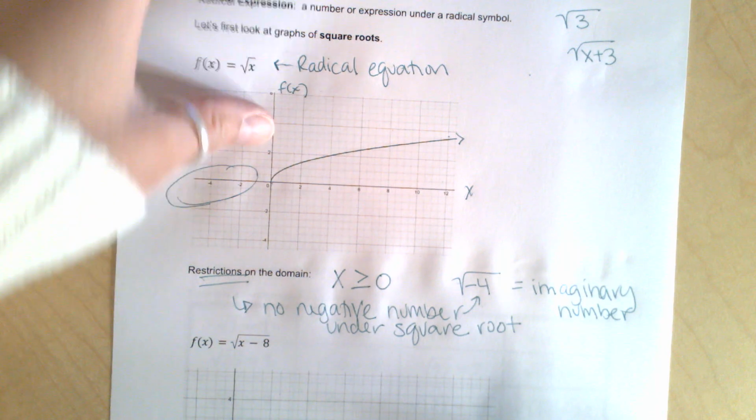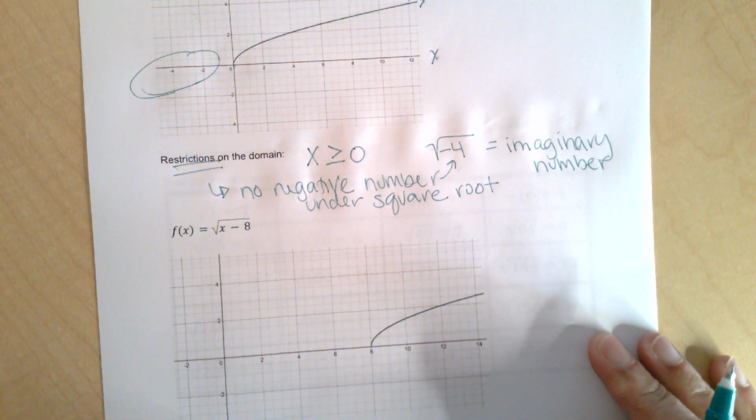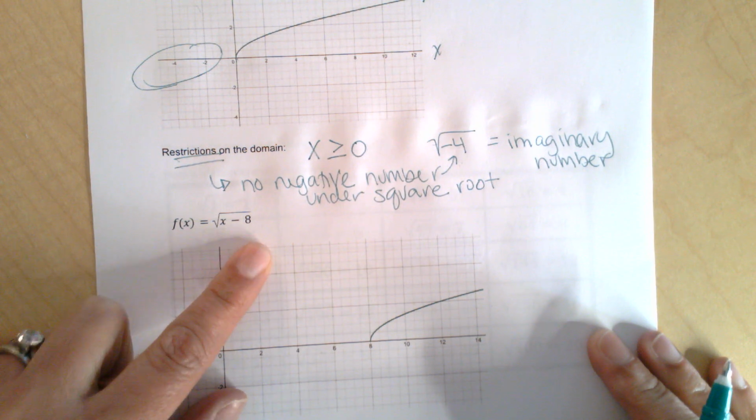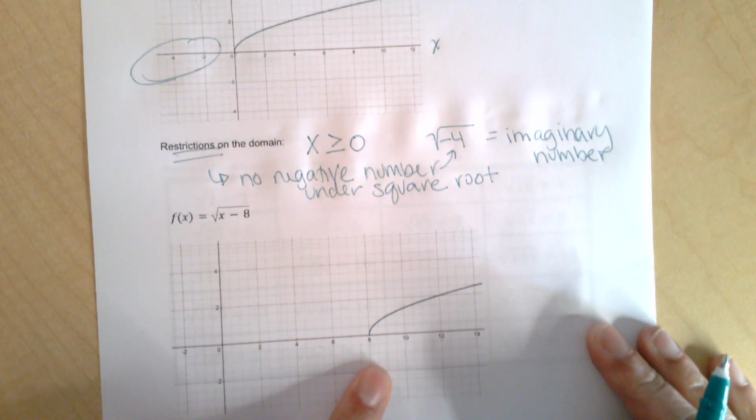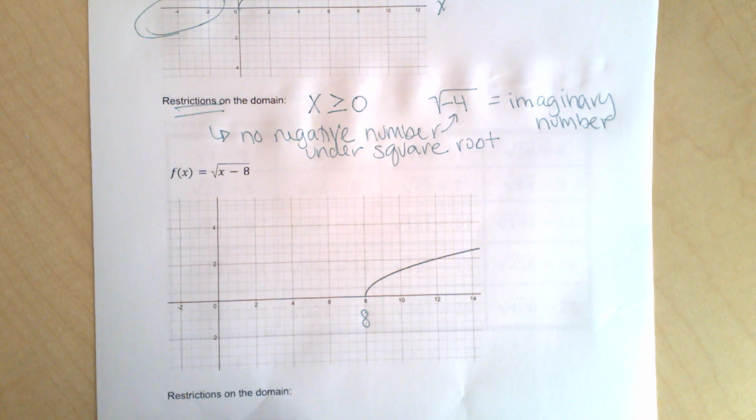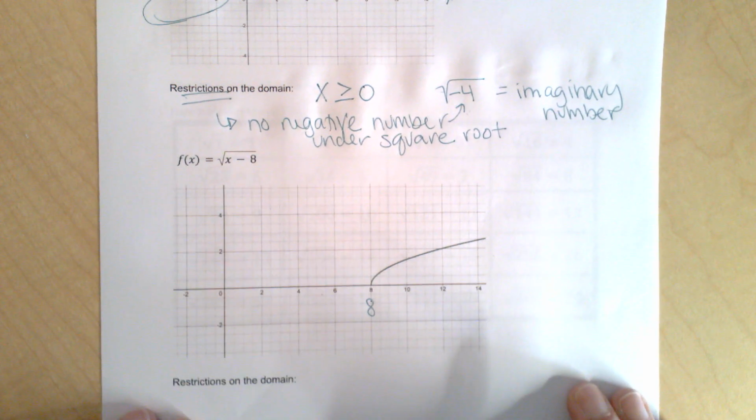Okay, let's look at another graph and do the same thing. So here we have f of x equals the square root of x minus 8. And here we see the graph. And I'm just going to make this bigger. This is 8. I can't really see it. I should have made the picture a little bit bigger. I tried to get it on one page.